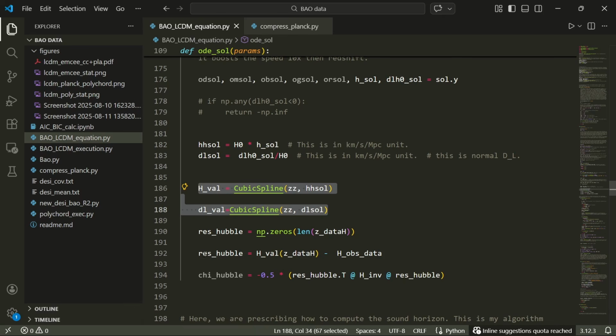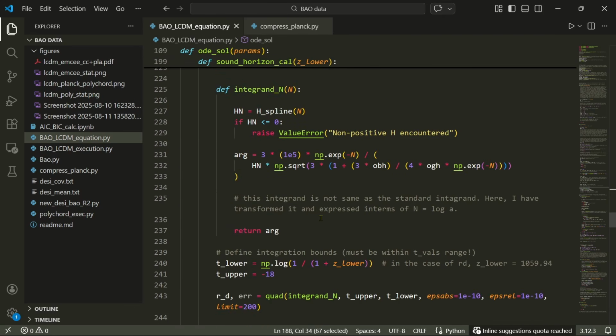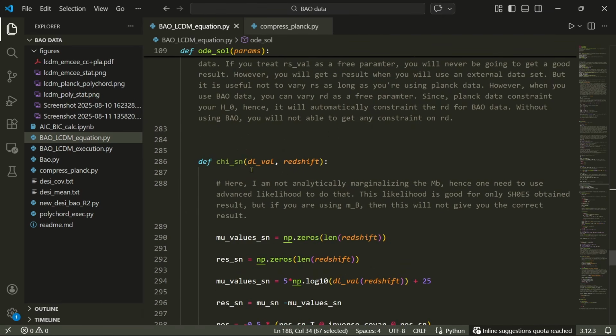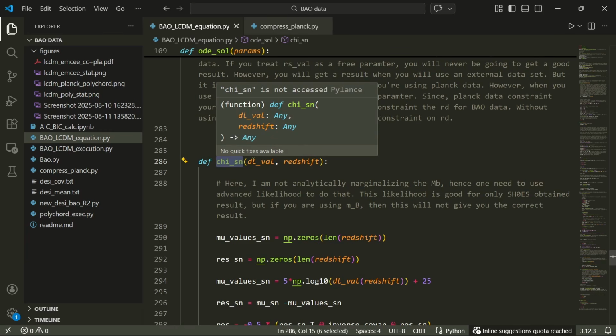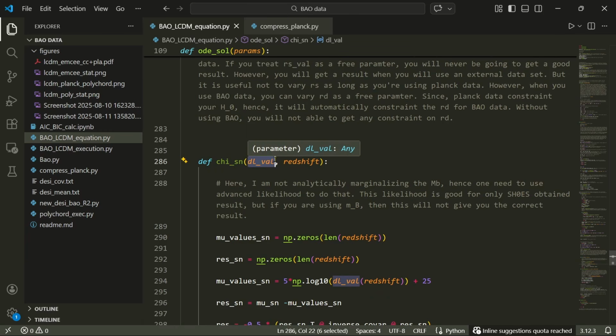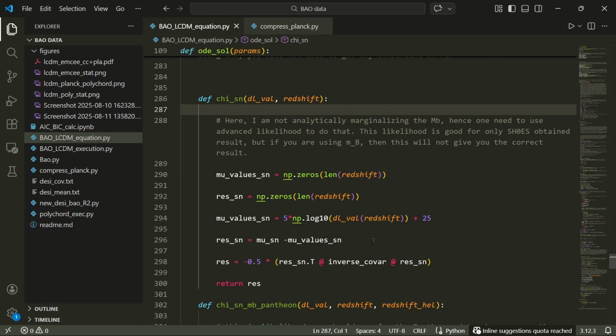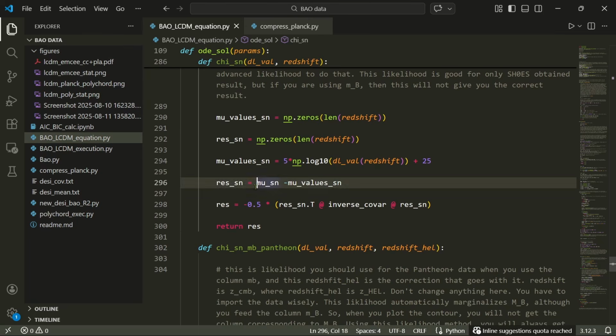They know what these are, and it will automatically calculate everything. Like for supernova, it will take your dl val over here, all the arrays, and all redshifts corresponding to the observation redshift. It will automatically compute your dl val from the model at every redshift. It will compare it, and it will find your residue.